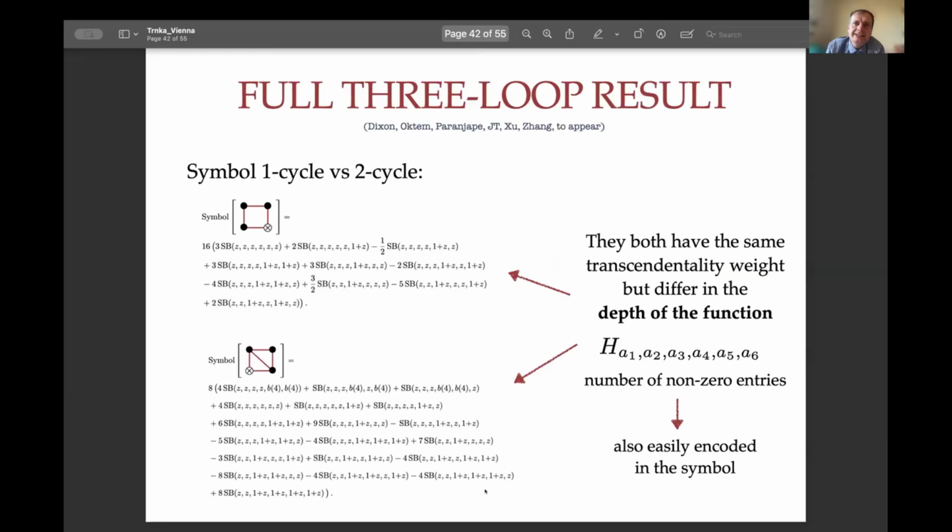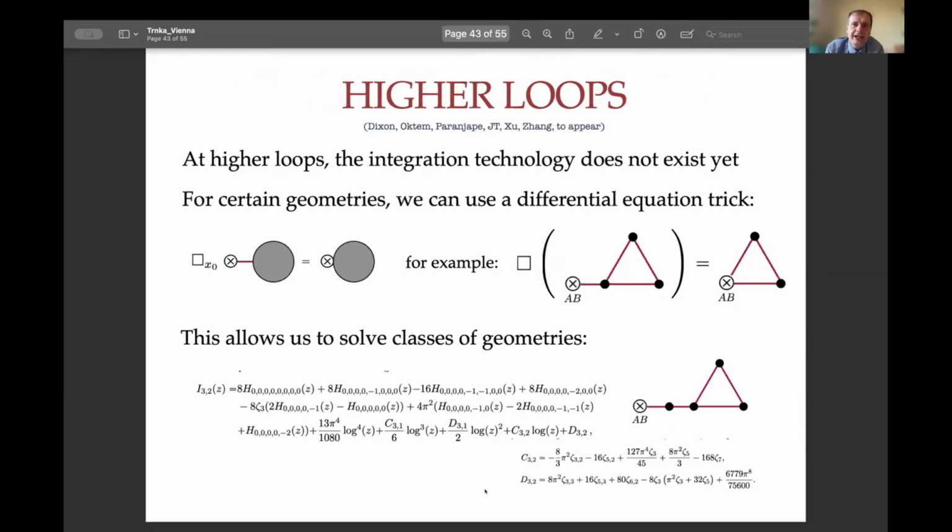Now, so this is for the full 3-loop result. Now, at 4 loops and higher, the integration technology just doesn't exist to do these integrals. So the only cases which we can integrate are the ones which satisfy differential equations.